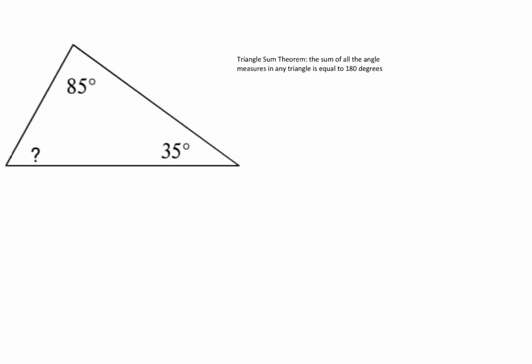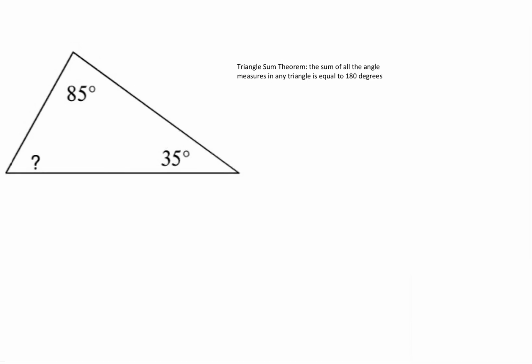All right. The triangle sum theorem states that the sum of all the angle measures in any triangle is equal to 180 degrees. So let's say, for instance, we have this triangle here. This question mark, I'm just going to call this question mark X. And then we have this angle measurement is 85 and this angle measurement is 35. So we don't know what this angle measurement is going to be.